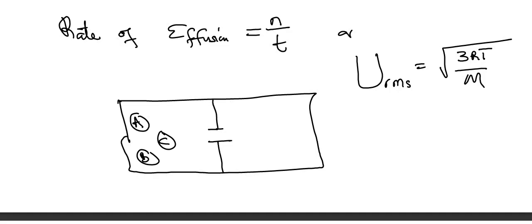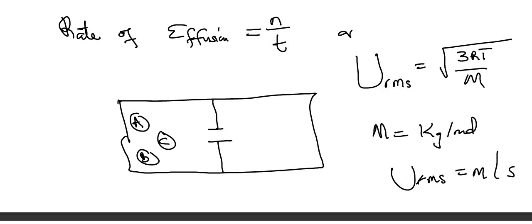M is molar mass, but notice that M has to be given in kilogram per mole instead of grams per mole, for us to be able to get our root mean square velocity in meters per second. It's just velocity, like the one in physics. Yeah, so this is for one gas, if you're looking at calculating the speed of one particular gas.